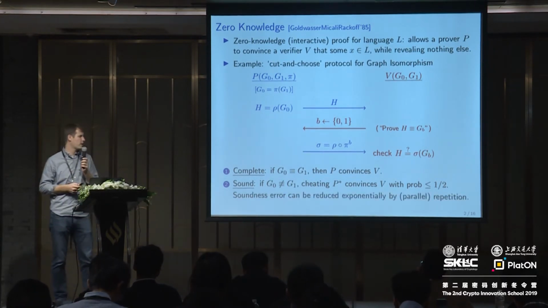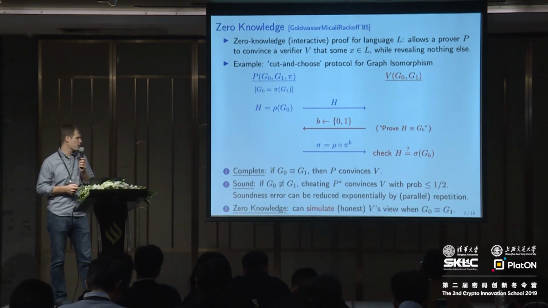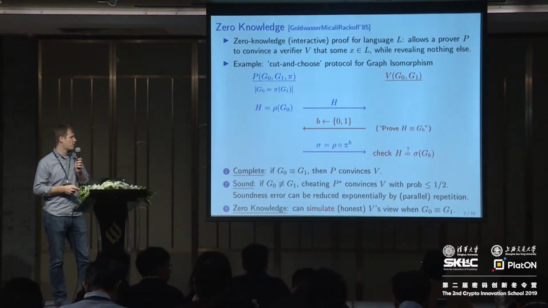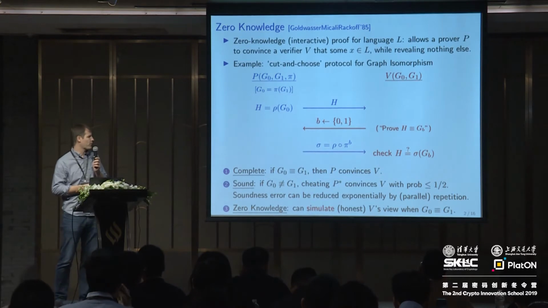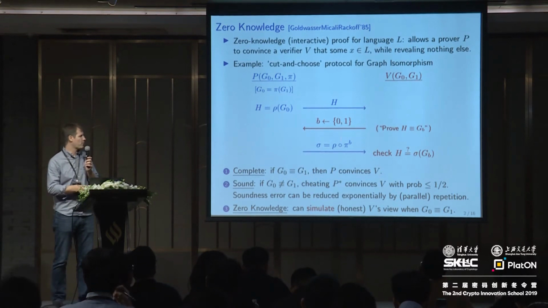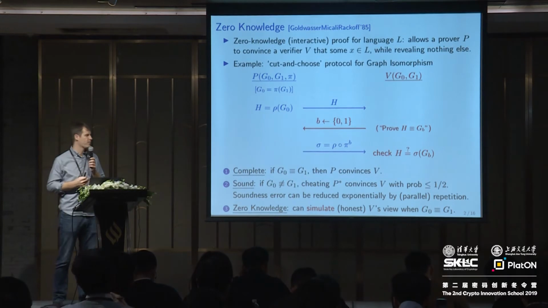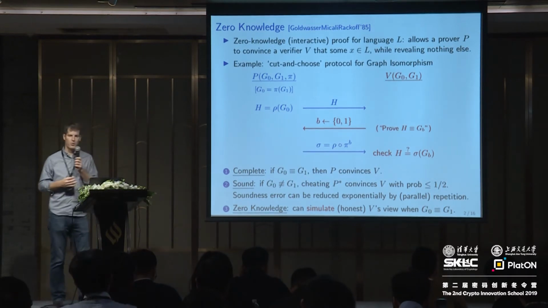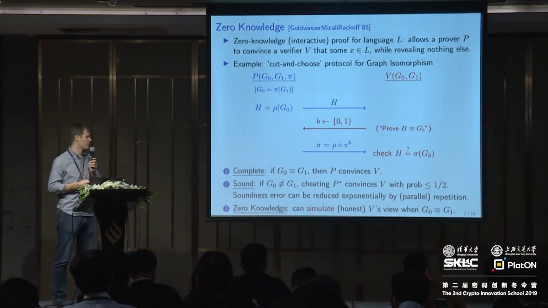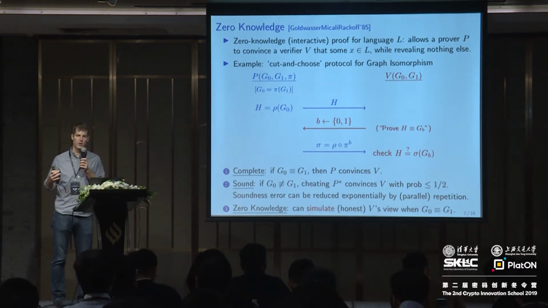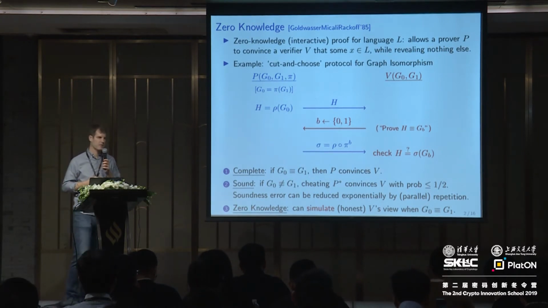And then the third property is the zero knowledge, which is that we can actually simulate the verifier's view. So everything that the verifier sees in this protocol can be simulated without talking to a prover at all. And that's the essence of the zero knowledge property. I won't define it formally, but that's the notion: whatever the verifier sees when talking to the prover could actually be produced without talking to the prover in the first place.